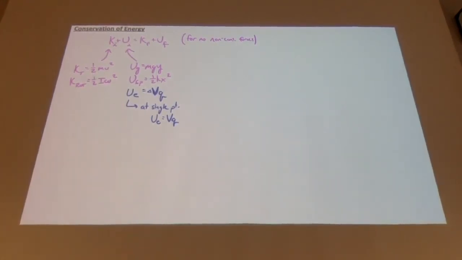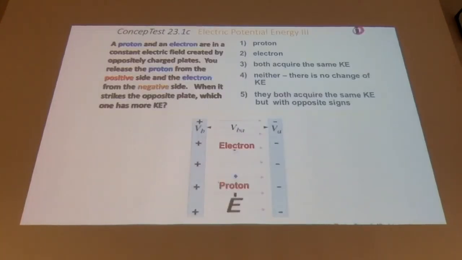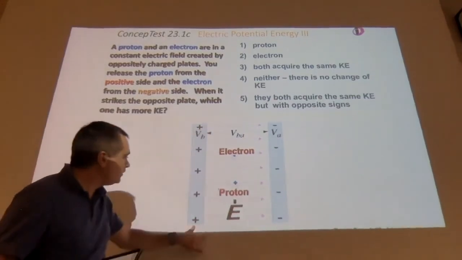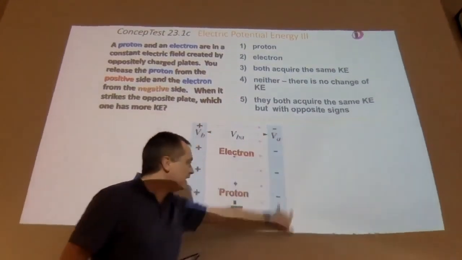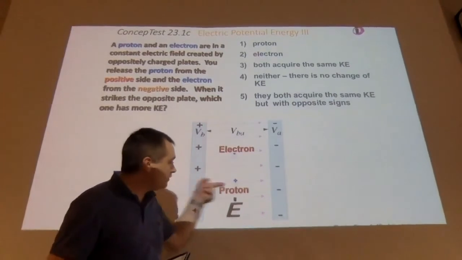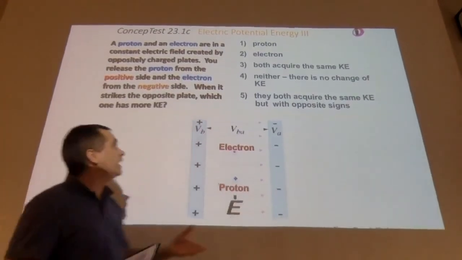In 2 slides, I want to do a quick example that shows you how that works, and it's really straightforward and easy, okay? But first of all, let's take a look at this problem. Again, we've got this apparatus where we have a positively charged plate and a negatively charged plate. We have an electric field in between that points from positive to negative.